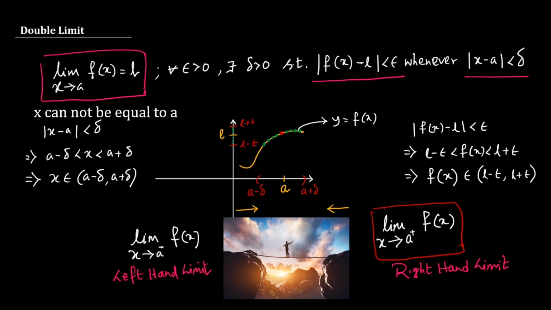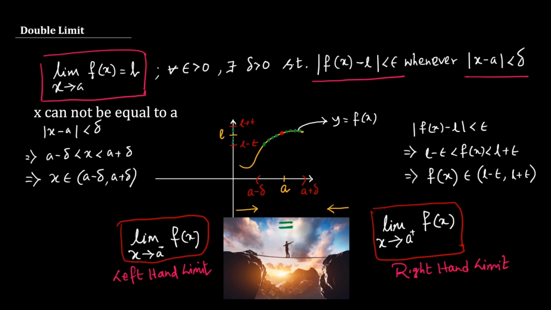We say that the limit exists when these two limits, the left hand limit and the right hand limit, are equal. When these two limits are equal, then we say that this limit exists, when the left hand limit is the same as the right hand limit. So for existence of the limit, we can easily check what is the value of the right hand limit and what is the value of the left hand limit.